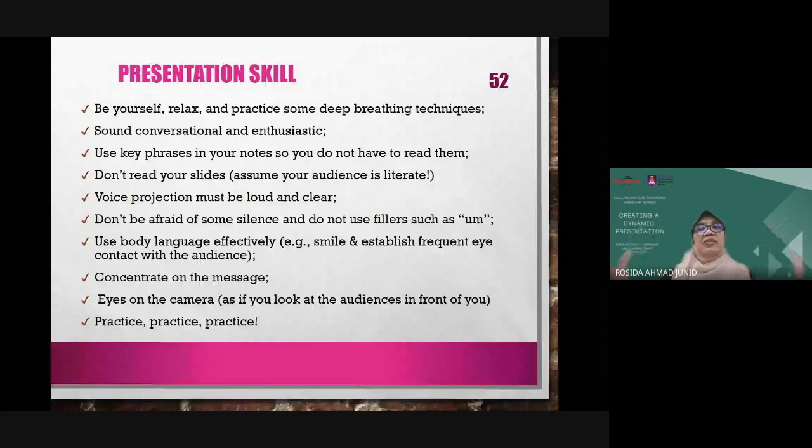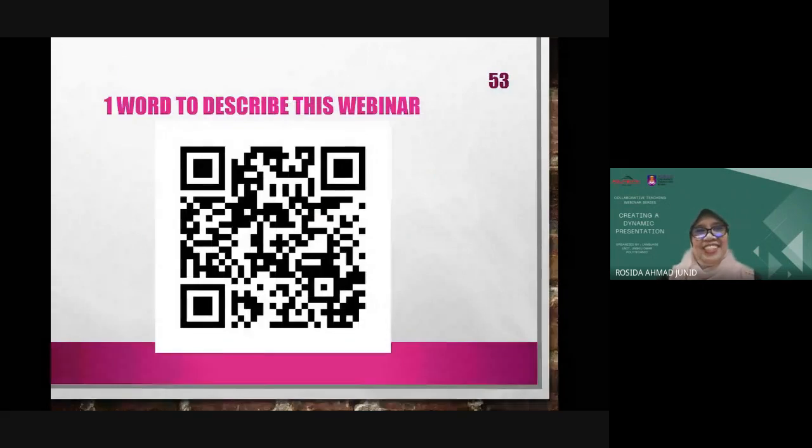Body language, use your body language effectively. Eye contact, facial expression, hand movements. If you need to move, you can, but never block the screen. Don't block the projector, right? Don't show your back to the audience. Concentrate on the message, eyes on the camera, eyes on the audience, and finally, practice, practice, practice. That is the last key to a good presentation.